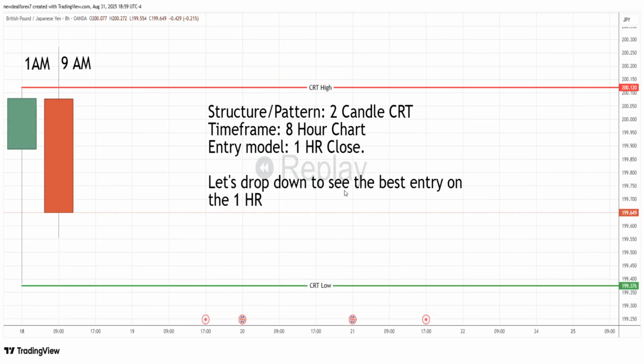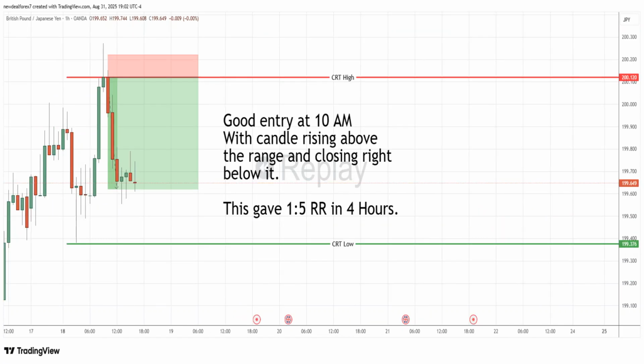So you're just trading the 8 hour and 1 hour. 8 hour, 1 hour for your entries. And that's it. That's a custom model. That could be your specialty.